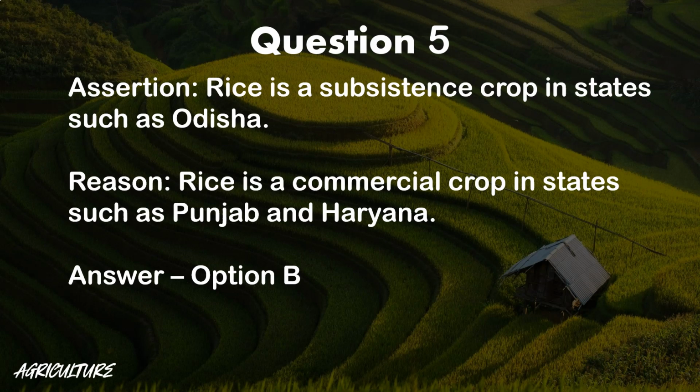But in Punjab and Haryana, those are in the northwest, they don't consume rice as a staple. Rather, they consume wheat as a staple. So rice is a commercial crop in these states. So in one state such as Odisha, the crop rice is subsistence. And in other states such as Punjab and Haryana, rice is a commercial crop.